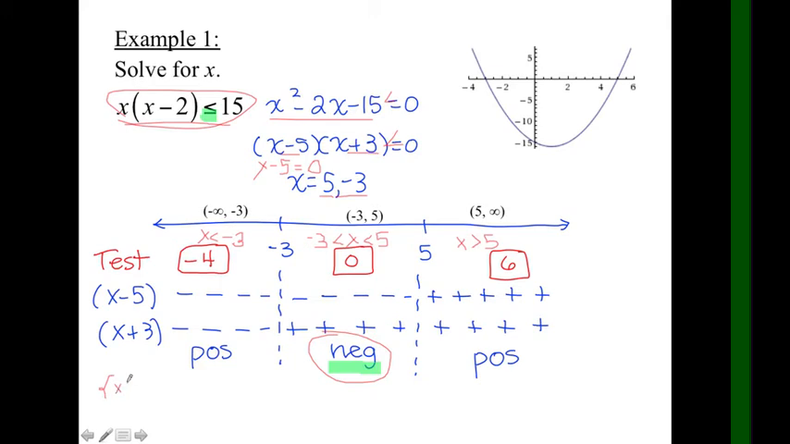the elements are elements of the rational number such that, ano ba yung nakuha natin dito? X is greater than negative 3 and ano to? X less than 5. Yun yung kanyang solution set.